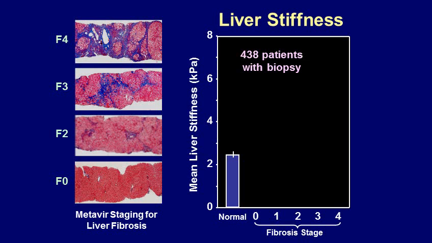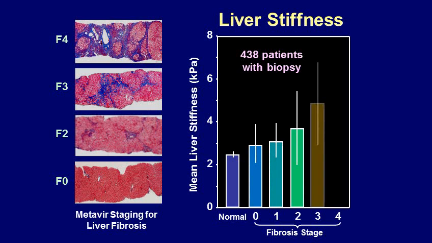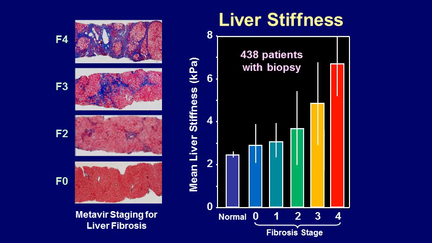Many studies have now been done comparing biopsy staging with liver stiffness assessed with MR elastography. Here's a summary of stiffness values in 438 patients who had biopsies to assess liver fibrosis. There is a progressive increase in liver stiffness with increasing fibrosis stage. This makes it possible to use the stiffness value as a way of estimating the fibrosis stage.